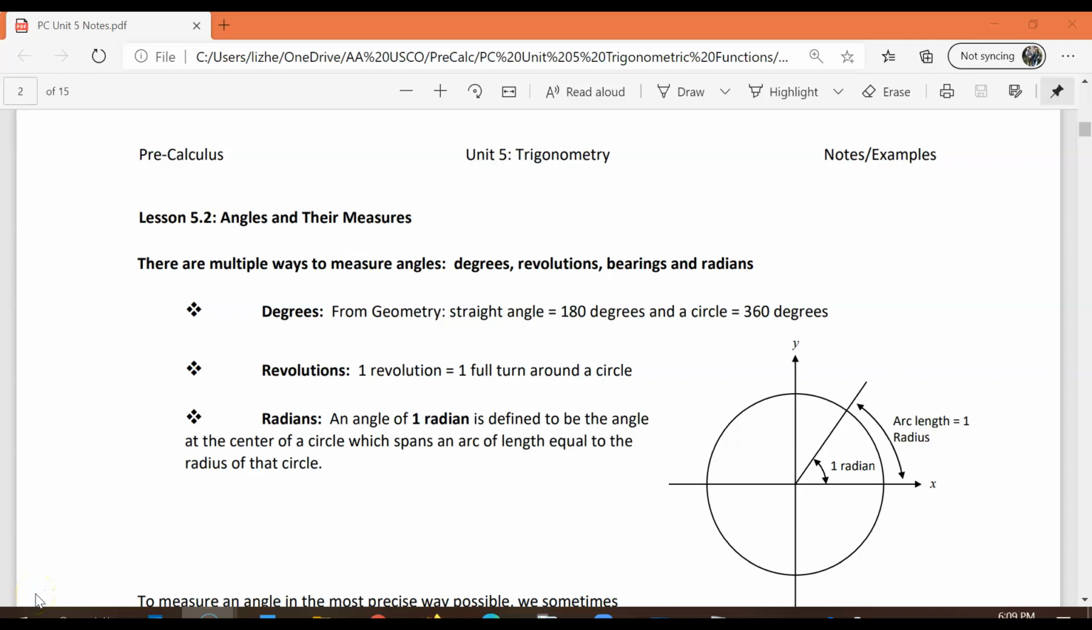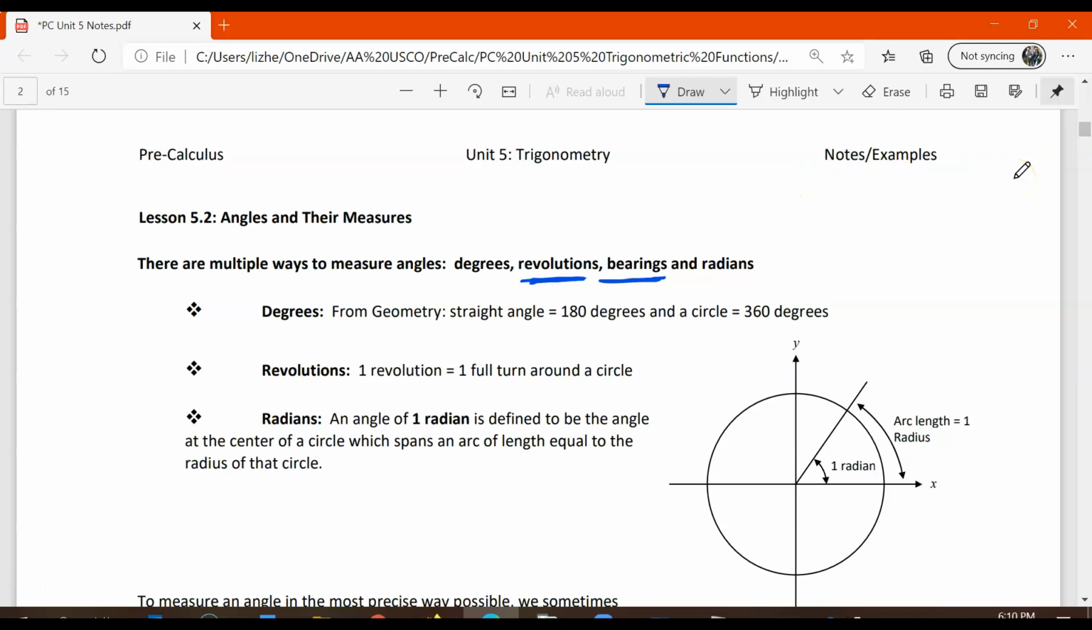Okay, pre-calculus, we are going to do lesson 5.2, angles and their measures. So here we go. This should be mostly review for you. There are multiple ways to measure angles. We can use degrees. We can use revolutions, which is maybe what's new here. Bearings, maybe that's new too, and radians, which is not. You learned that last year.